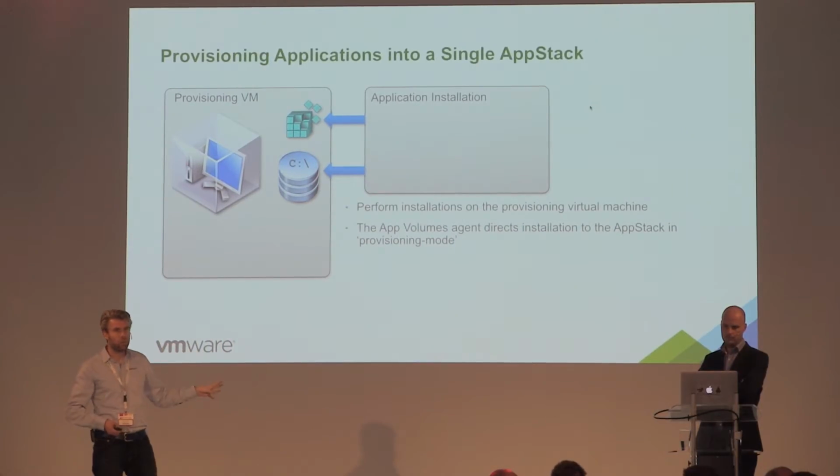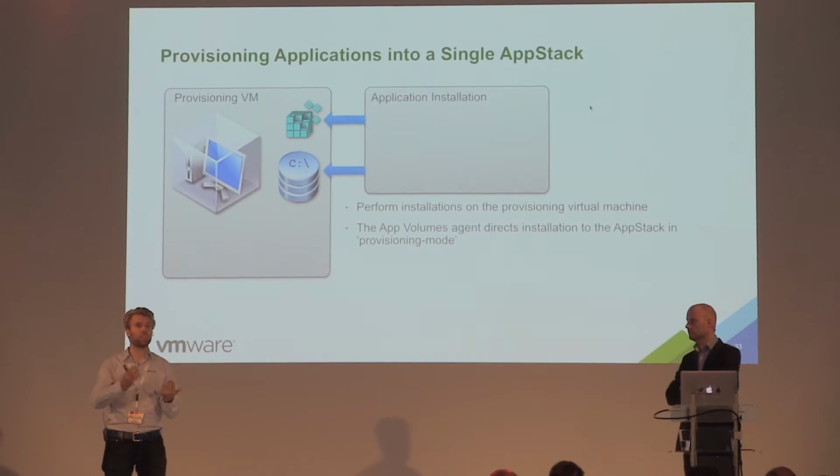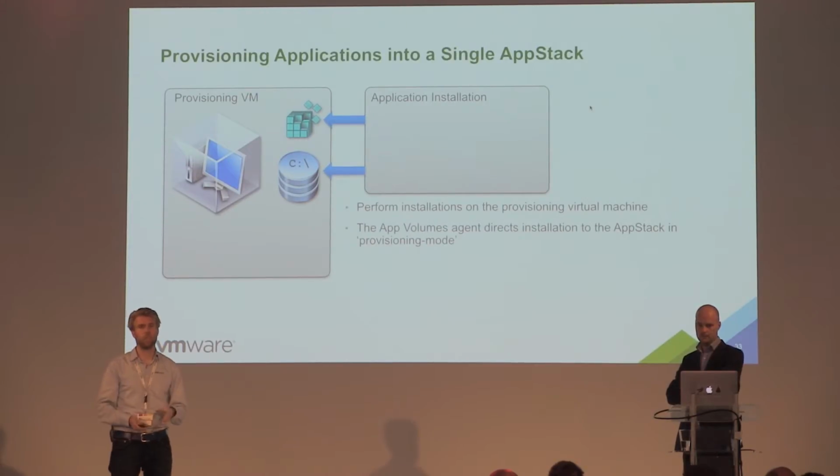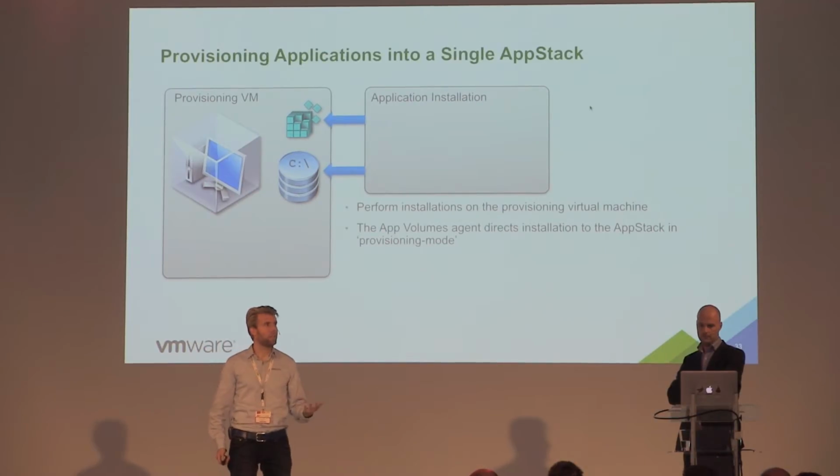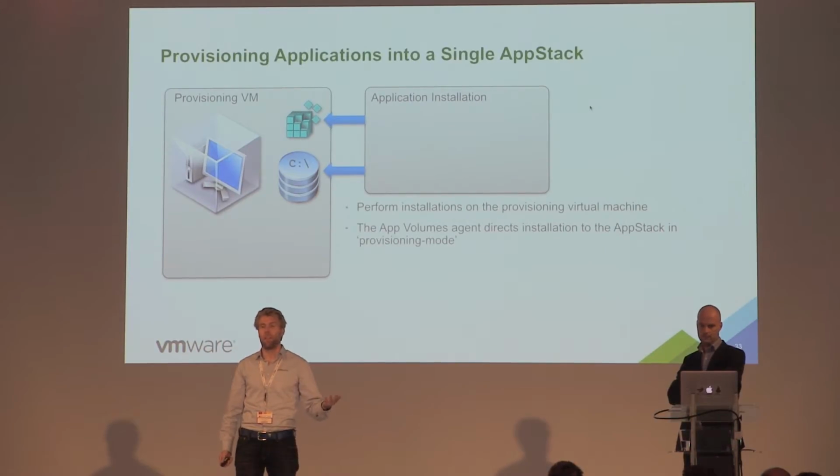But let's start with virtual. What we do is on your VDI machine, your virtual desktop, we simply attach a second virtual disk and a third and a fourth. And on that virtual disk, the applications are installed. So how do you create these virtual disks with your applications? We call that provisioning. And these virtual disks are called AppStacks.